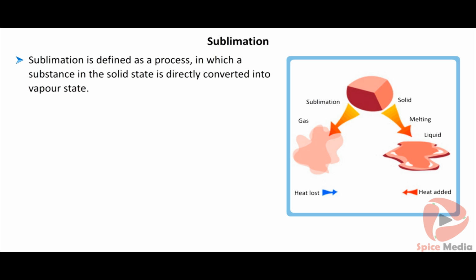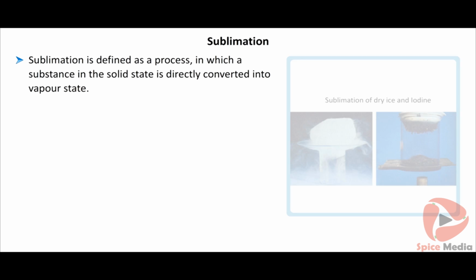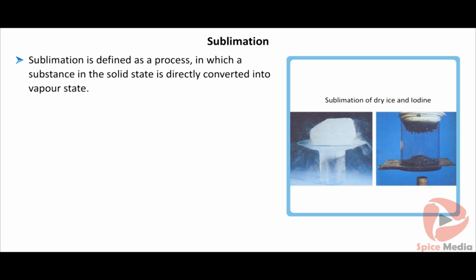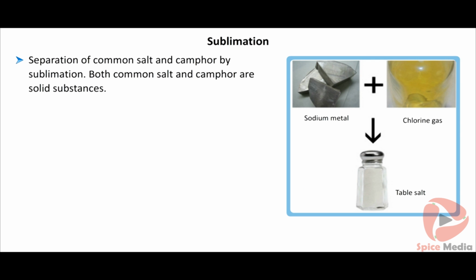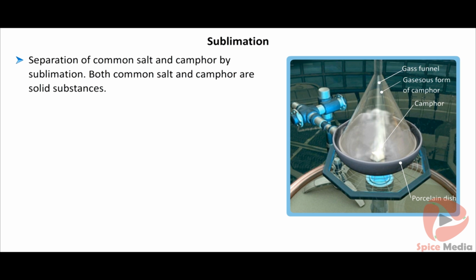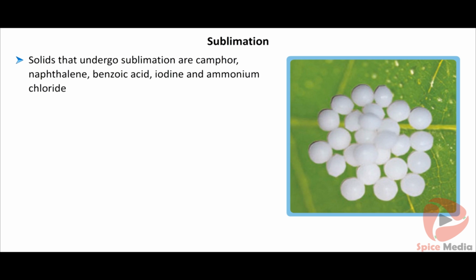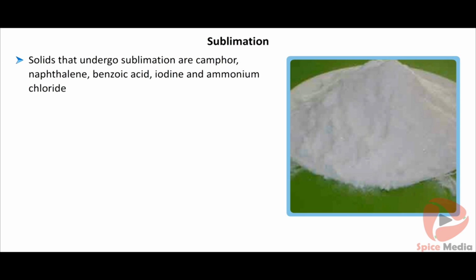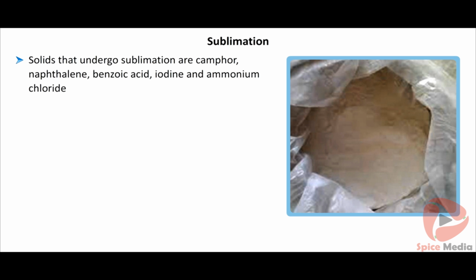Sublimation is defined as a process in which a substance in the solid state is directly converted into vapor state. At high temperature, the molecules of volatile solid move far away from each other, making the solid substance into vapor. Consider a mixture containing common salt and camphor. Both common salt and camphor are solid substances. Common salt is a non-volatile substance. It does not undergo sublimation. Camphor undergoes sublimation, hence camphor can be separated from common salt by sublimation. Solids that undergo sublimation are camphor, naphthalene, benzoic acid, iodine, and ammonium chloride.